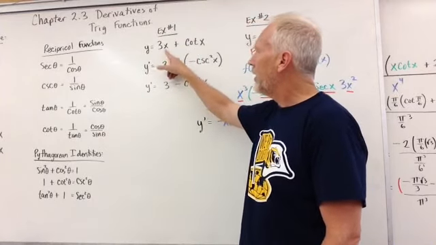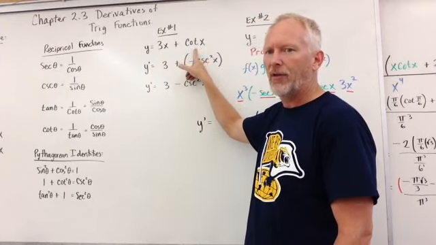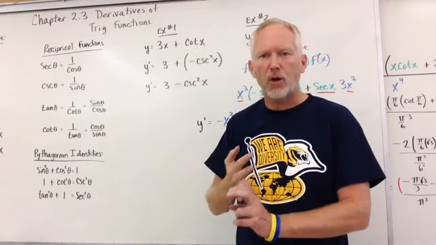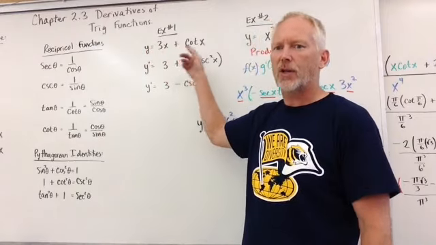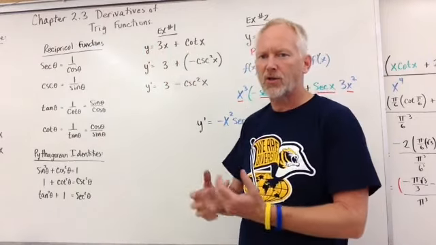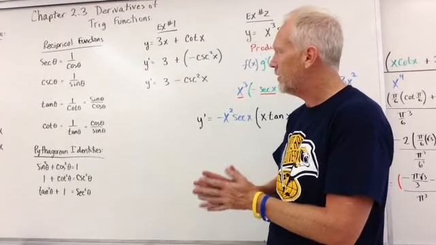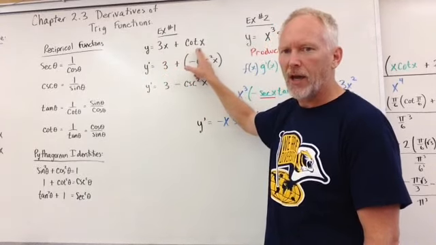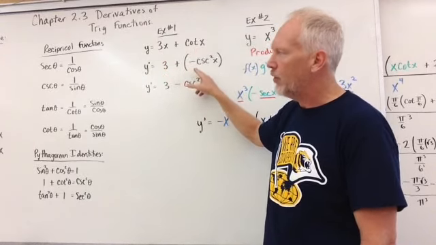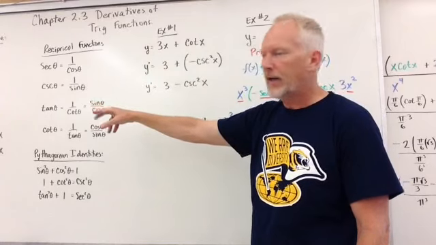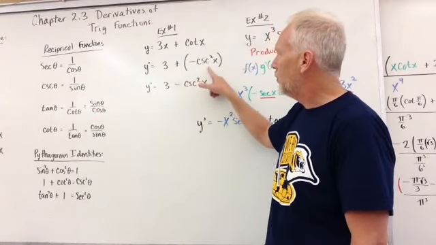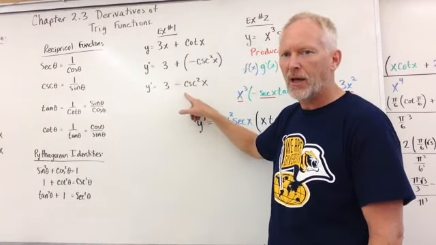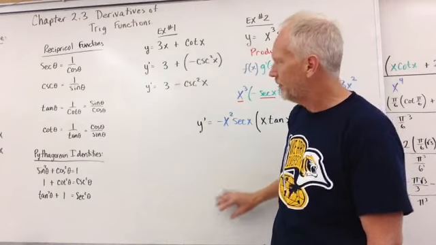Example number 1, 3x plus cotangent x. Find the derivative. All right, so basically this is not a product rule. It's not a quotient rule. We just have f of x and g of x separated by a plus sign. So we can just take the derivative of each one, which makes it nice and easy. Y prime, the derivative of 3x is just 3. Cotangent x, well, the derivative of cotangent, as we just saw, is negative cosecant squared x. And so our y prime is just 3 minus cosecant squared x.